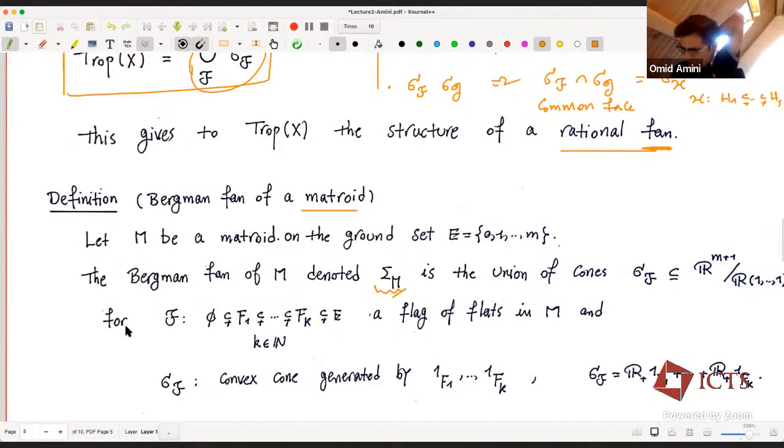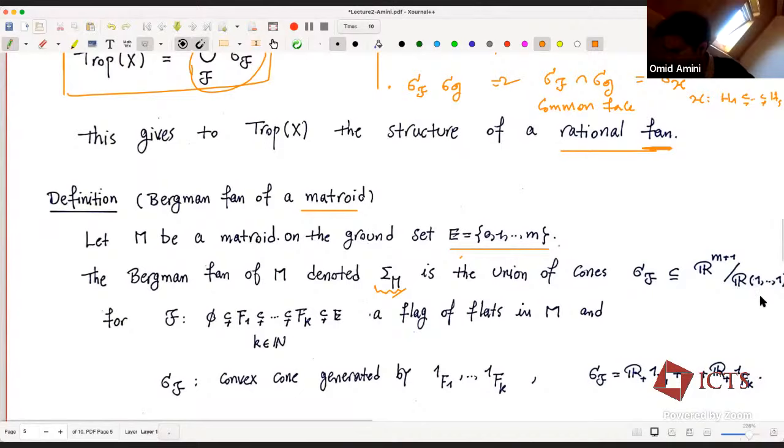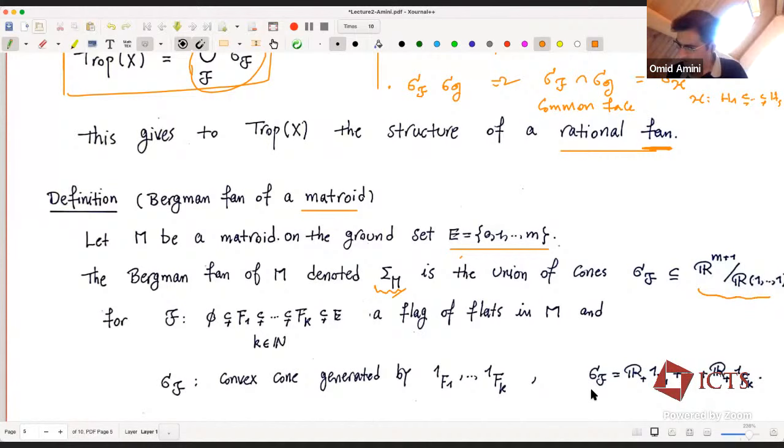So you start with the matroid M, which is defined over this ground set. It's a fan, a subset of R^{m+1}, which is the union of the cones sigma_F. These sigma_F's are the cones generated by the characteristic vectors of a chain of flats. So k is any integer, and F_1 through F_k are closed. Of course, you cannot have an infinite chain because E is finite.